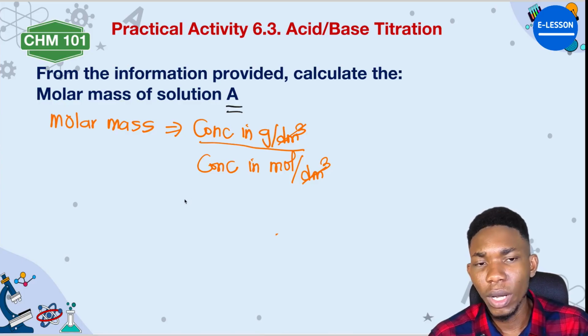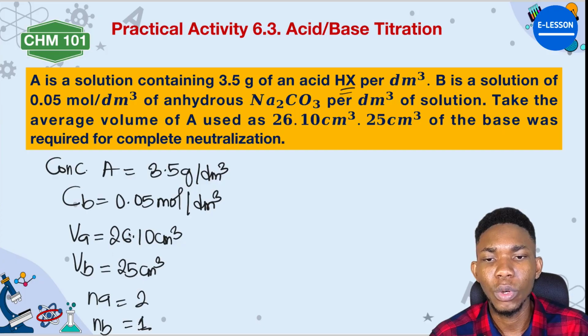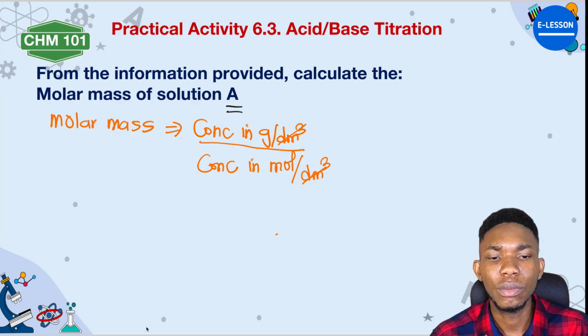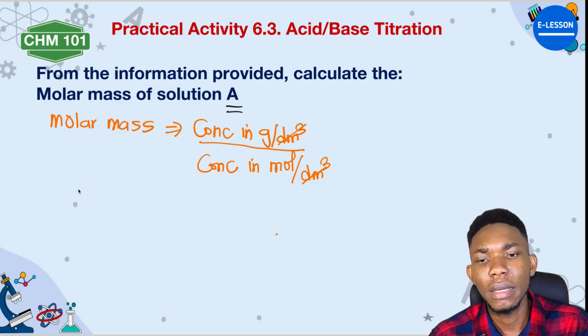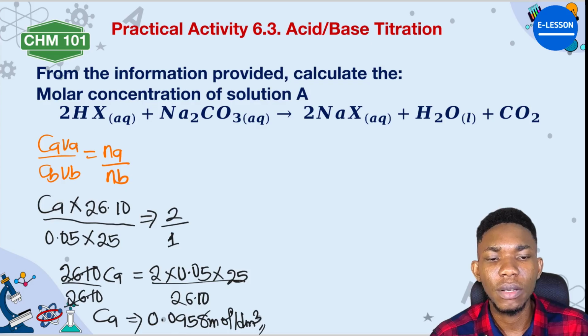Is that okay? So what is the concentration in gram per dm cube as initially given for A? It is 3.5 gram per dm cube. Look at it. For A, this was the concentration given in gram per dm cube. So we come here and say molar mass, concentration in gram per dm cube is 3.5. Concentration in mole per dm cube is what we just calculated, my dear student, which is 0.0958.